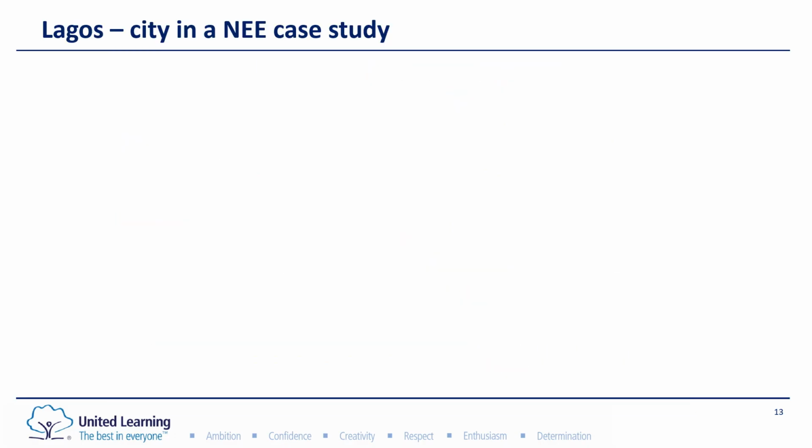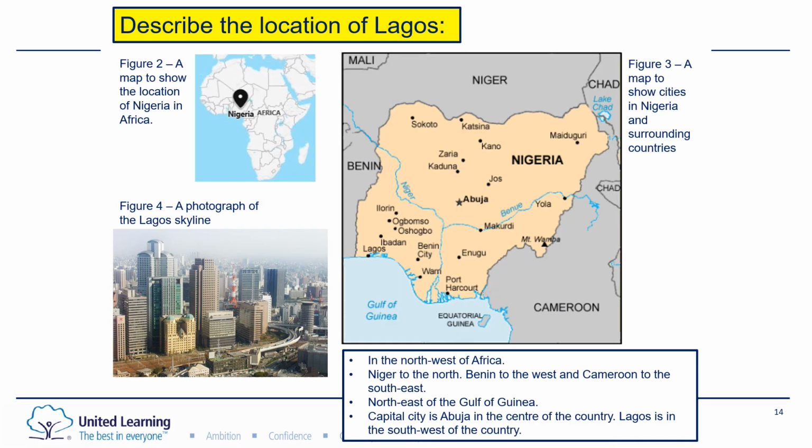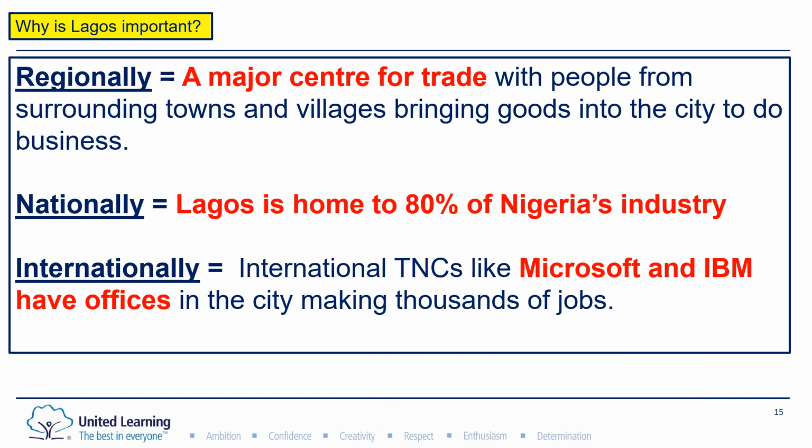So we come on to Lagos, our example of a newly emerging economy, urban area. So the first thing you need to know is, where is Lagos? Lagos is located in the southwest of Nigeria. It's got a coastline with the Atlantic Ocean. You need to know why Lagos is important on three scales. Regionally, this means, why is it important for southwest Nigeria? Lagos is a major centre for trade. It's got daily markets for the local farmers to come in and sell produce.